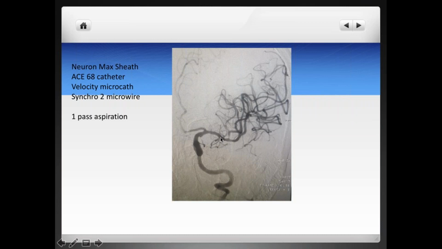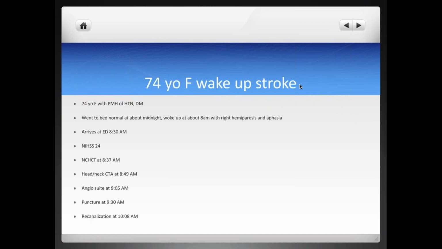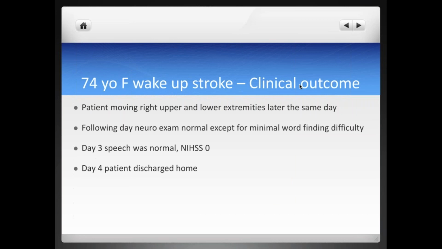So we put an aspiration catheter where the clot was. We aspirated and we completed the very good TICI 3 reperfusion here. This patient did very, very well from what I remember. And as you can see here, the outcome.